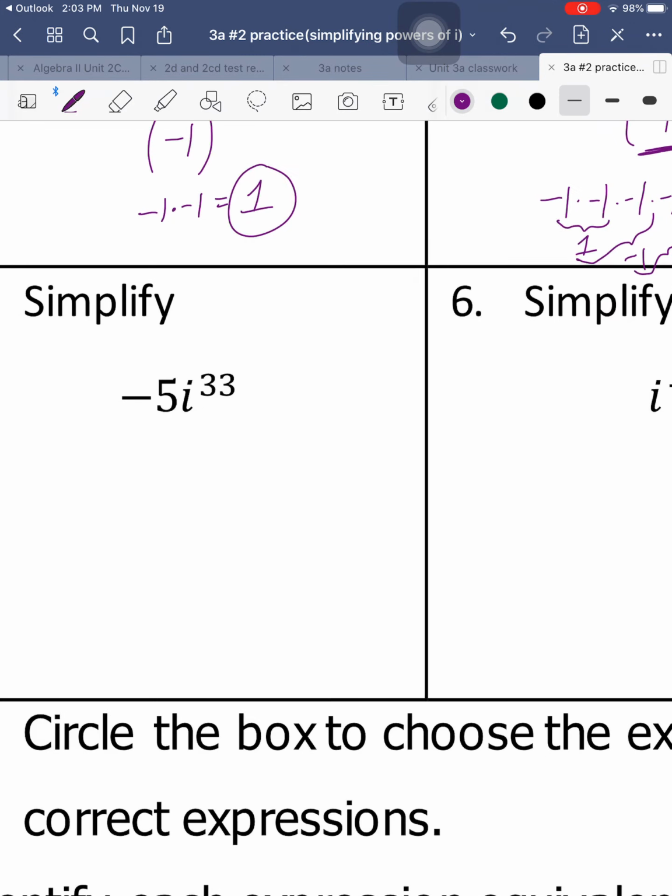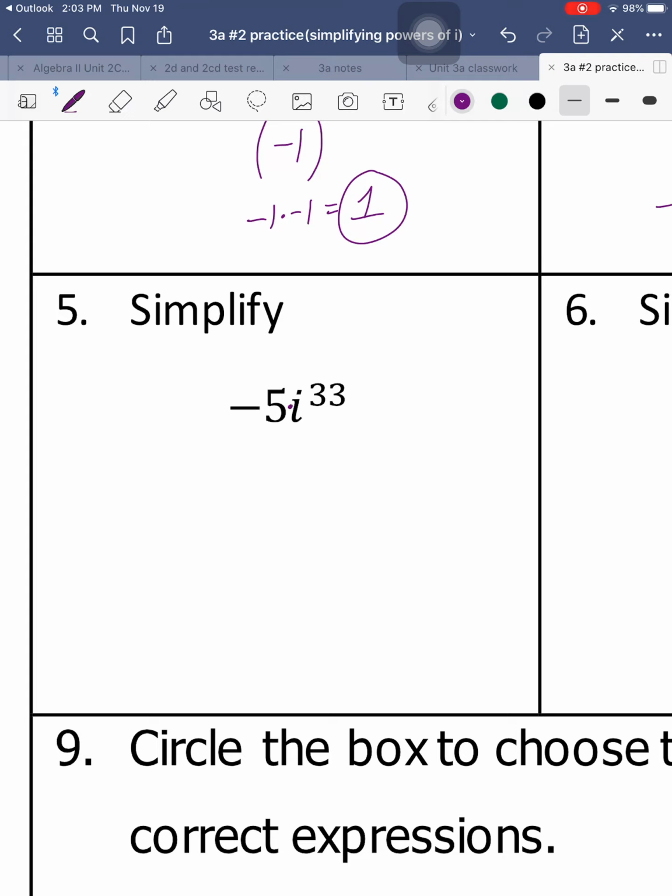All right, number 5. We're going to take that negative 5 and put it off to the side. The thing we need to simplify is i to the 33rd. How many squares can you divide out of 33? Not evenly, but you can divide 16 out. 2 times 16 is 32. We need 33. So what we do is multiply by one more i to get 33 i's total.